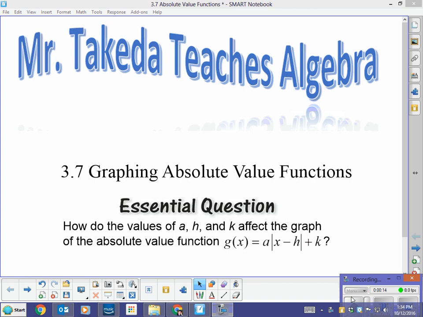This is lesson 3.7 on absolute value functions. We've done linear functions, and now we'll do absolute value functions. They're closely related. And so let's take a look here.